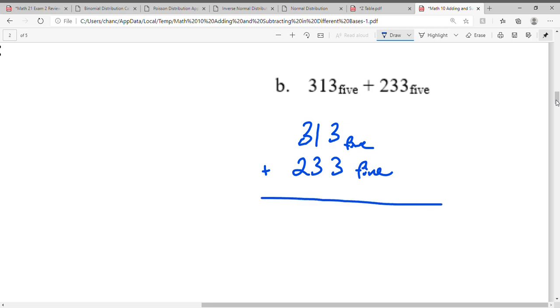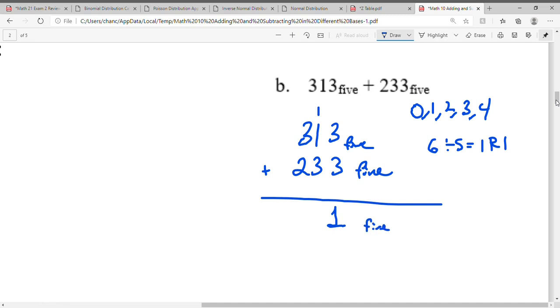Now remember, we're working in base 5, so you can only have a 0, 1, 2, 3, or 4 as a character in base 5. 3 plus 3 is 6, but 6 does not exist. We can't do that. You have to rewrite this in base 5. 6 divided by 5 equals 1 remainder 1. So we put a 1 down here, and we'll carry the 1 over.